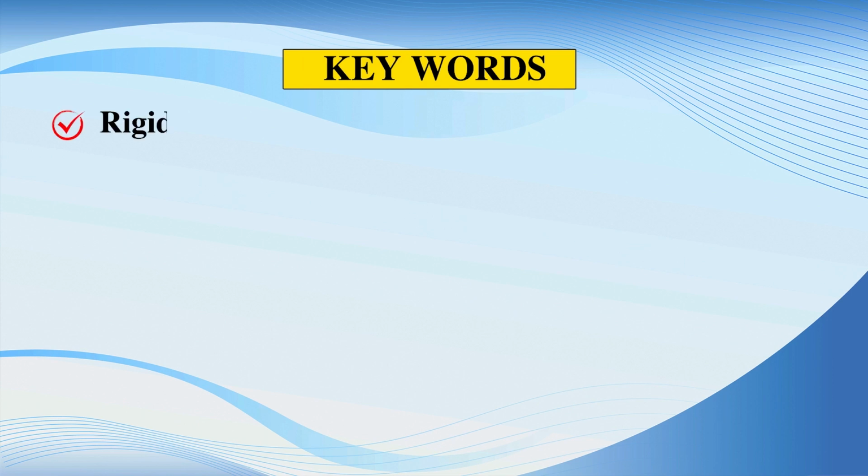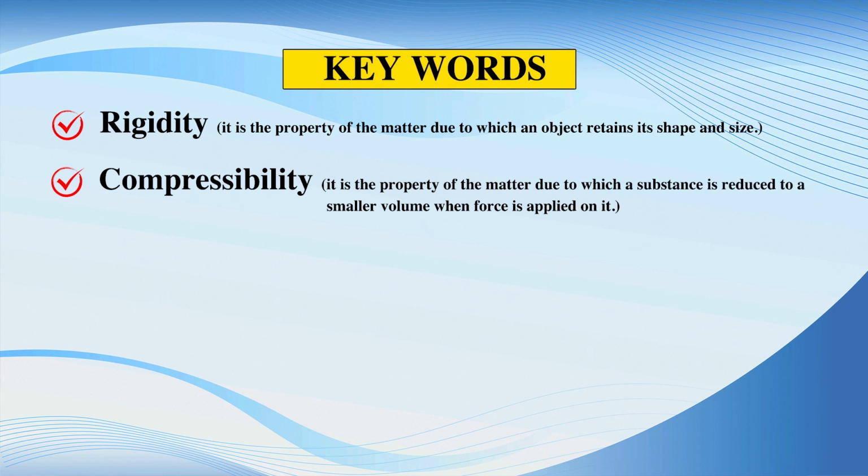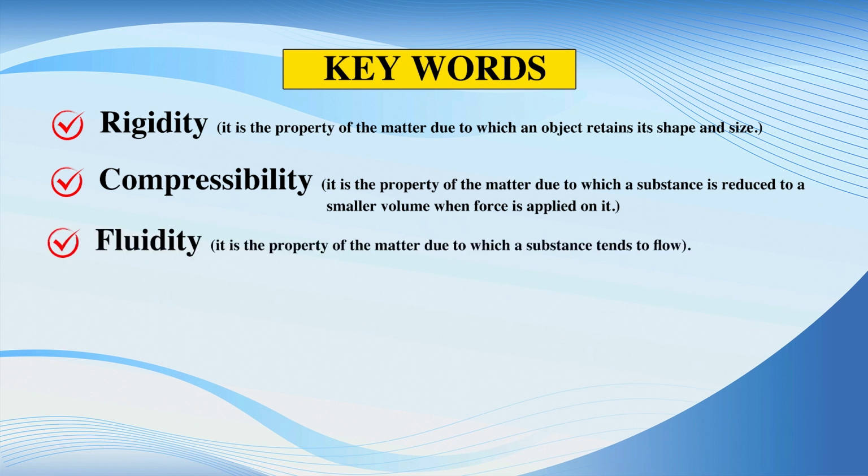Let us understand some important keywords related to today's topic. Rigidity. It is the property of the matter due to which an object retains its shape and size. Compressibility. It is the property of the matter due to which a substance is reduced to a smaller volume when force is applied on it. Fluidity. It is the property of the matter due to which a substance tends to flow.